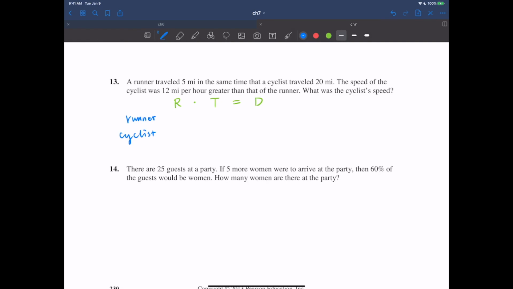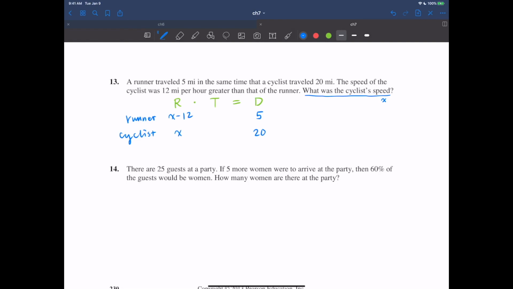First, let's make the variable. What was the speed of the cyclist? So in this case, we could make this our x, and I could put in the table x right here next to the cyclist. And then according to the question, the speed of the cyclist was 12 miles per hour greater than that of the runner. Therefore, the runner's speed will be x minus 12. As for the distance, it's given by the problem. The runner traveled 5 miles, so distance is 5. The cyclist traveled 20 miles, so it's 20 right here.